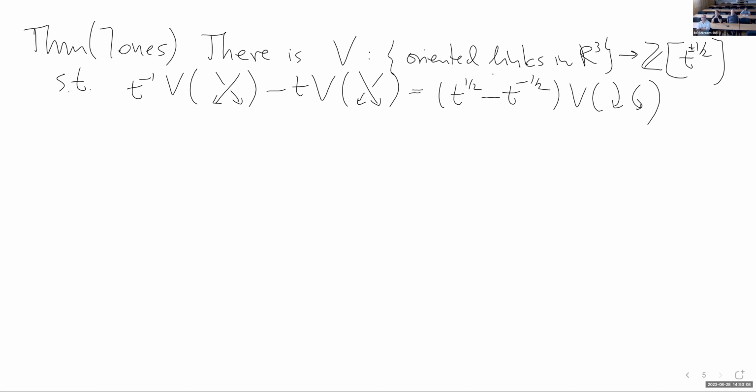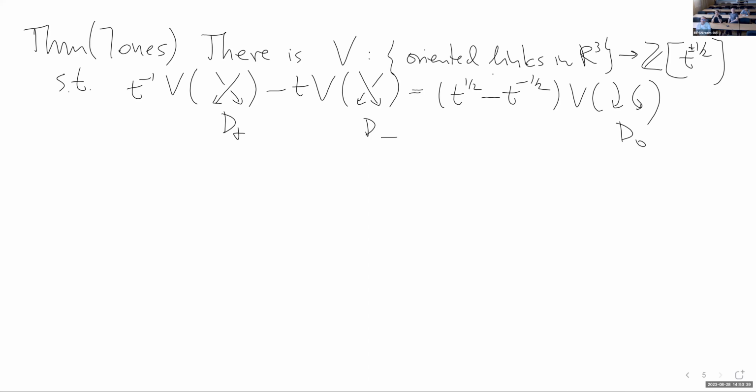Okay, this is a shortcut for the following. Imagine you have three links in space that were given by diagrams which are identical except for one spot. And in this one spot, one looks like this. This is called a positive crossing, often denoted by D+. This is a negative crossing, and this is a smoothing like that. So if you have three links like that, then he claims that there's an invariant which would satisfy this identity.